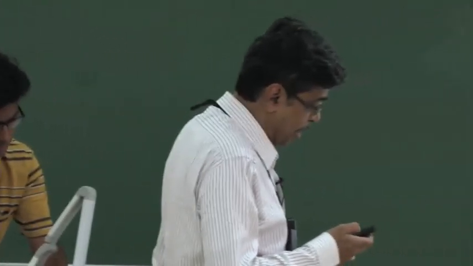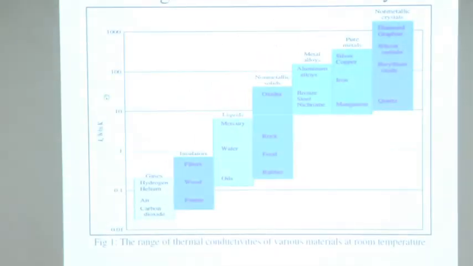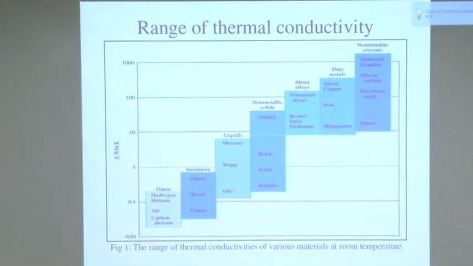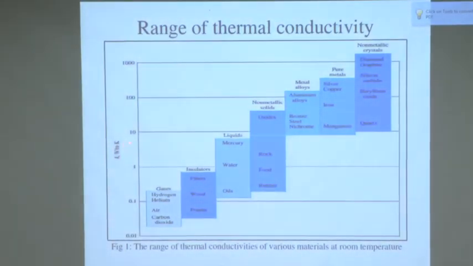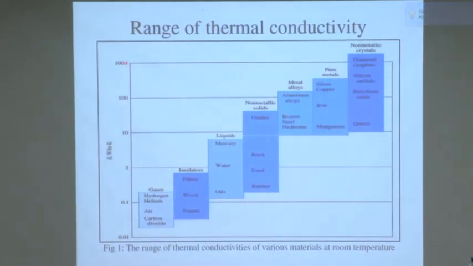So you see, just have a look. This is the range of thermal conductivity. I don't know whether you can see from the back. This is the thermal conductivity axis, watt per meter K. This is 0.1, this is 1, this is 10, this is 100, this is 1000.